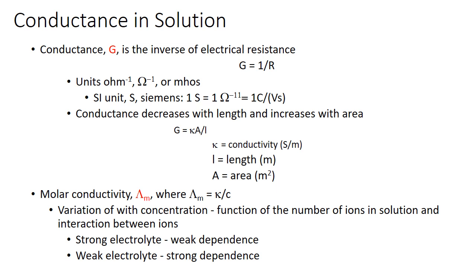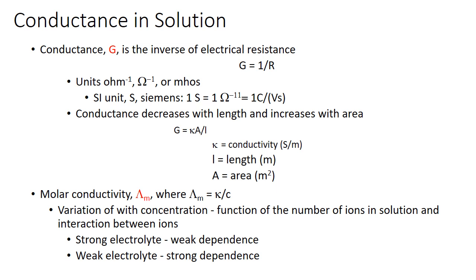So what is conductance? It is the reciprocal of resistance, 1 by R, which is taken as ohm inverse. The symbols are given, or mhos, and the SI unit is Siemens. So conductance decreases with length and increases with area because it is totally reciprocal to resistance.